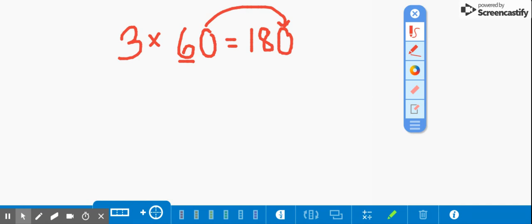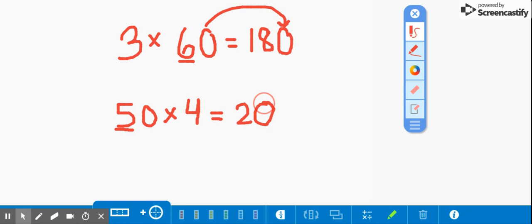Let's do another one. 50 times 4. I'll give you a minute to think of what that would be. Okay, so we would really think of 50 as 5 tens. So we can think of 5 times 4 is 20. But since 50 was 5 tens, we need to have 20 tens and add that 0 back in. So the answer is 200.